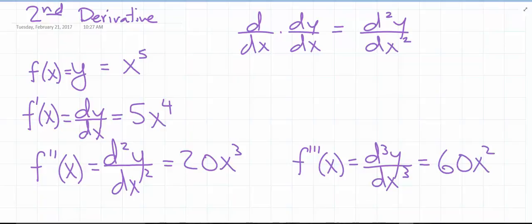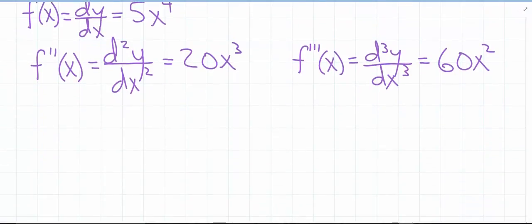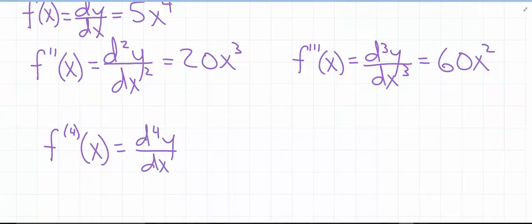Now, you might say, well, okay, this prime thing, I can see how that would get out of hand. Like, what if I want the 7th derivative? Am I going to have 7 primes? What about the 100th derivative? 100 primes? This is ridiculous. Well, at some point, like the 4th derivative, you put a little 4 in there. And then the Leibniz still looks the same. So this is 120x. We haven't talked a lot about higher order derivatives, so I thought I'd just take a minute and go over that with you.